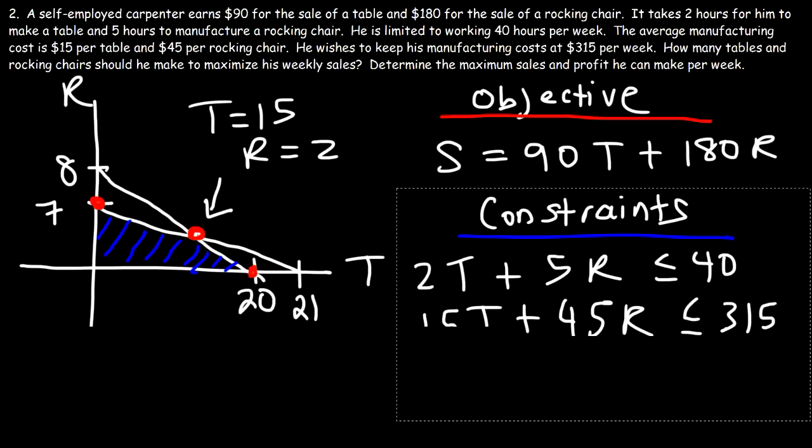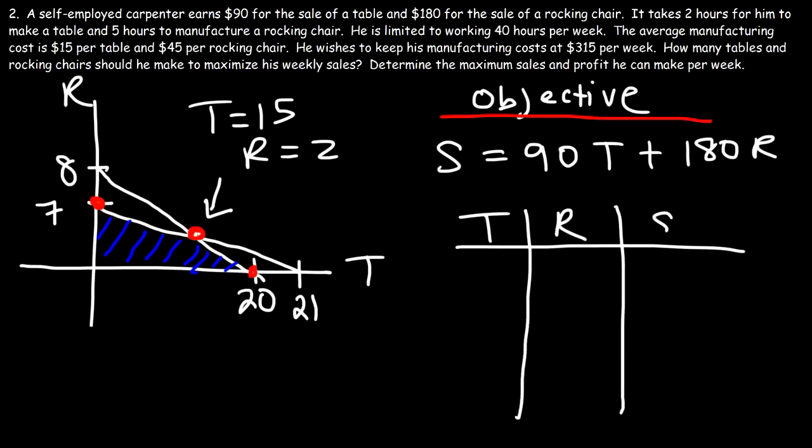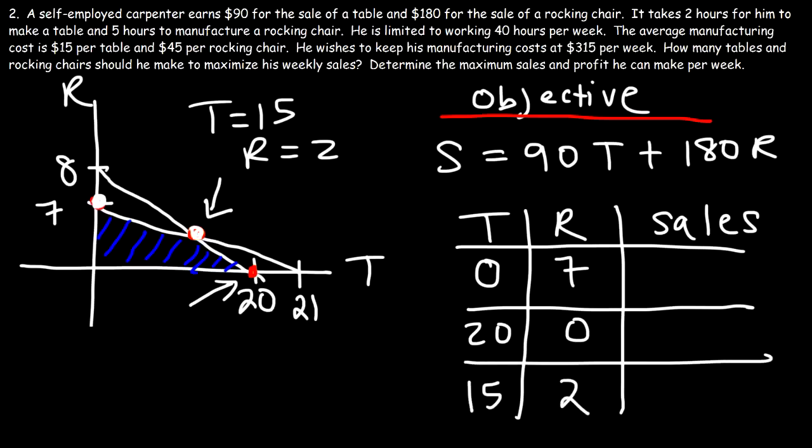So now let's get rid of this. And let's make another table between the number of tables being produced, the number of rocking chairs, and the sales that are generated as a result. So the first point of interest is this point. At that point, t is 0, but r is 7. And then the second point of interest is when t is 20, but r is 0. And then at the point of intersection, we can see that t is 15 and r is 2.